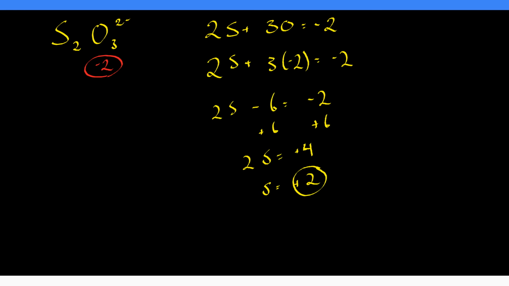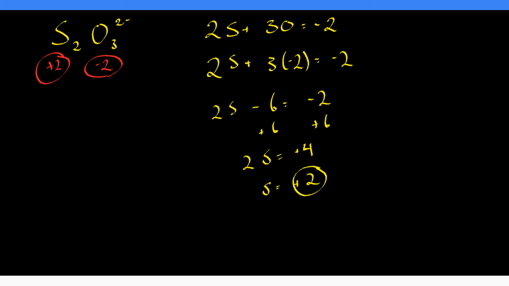2S minus 6 equals -2. We add 6 to both sides. That gets us 2S equals +4. You divide both sides by 2, and S equals +2. So that is the oxidation number on sulfur in this compound, +2. And the oxidation number on oxygen, -2. We have the oxidation numbers on all the elements in the compound. So still fairly straightforward. It's only slightly more complicated.